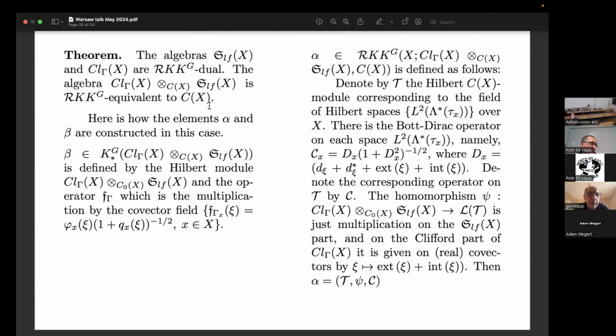This requires about 1.5 pages of proof, so I will not go into it. I don't have time to go into details. What I can just say is that these elements alpha and beta are actually canonical elements. They are not from nowhere. As this beta you take the element which uses this leaf-wise element phi x of xi, normalized to have square equal to square minus 1, to be compact in a sense.